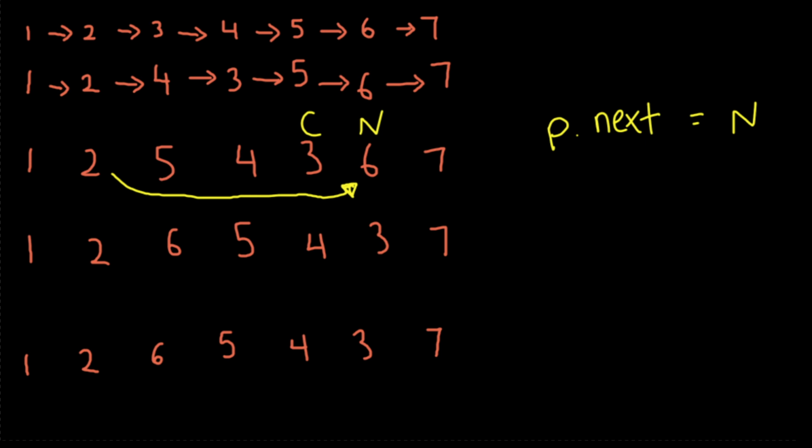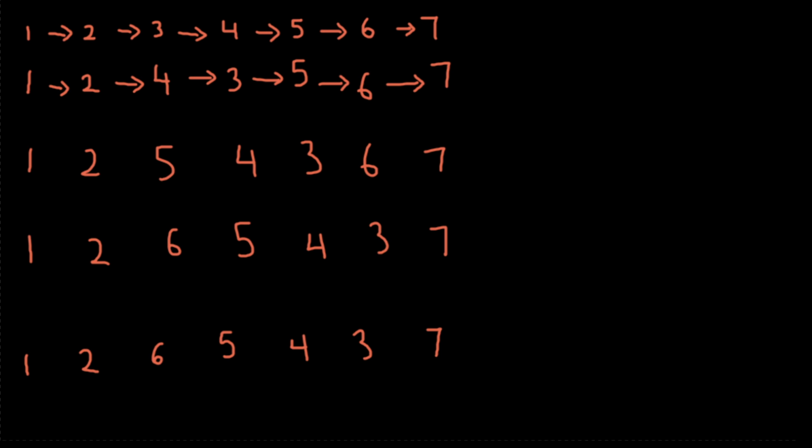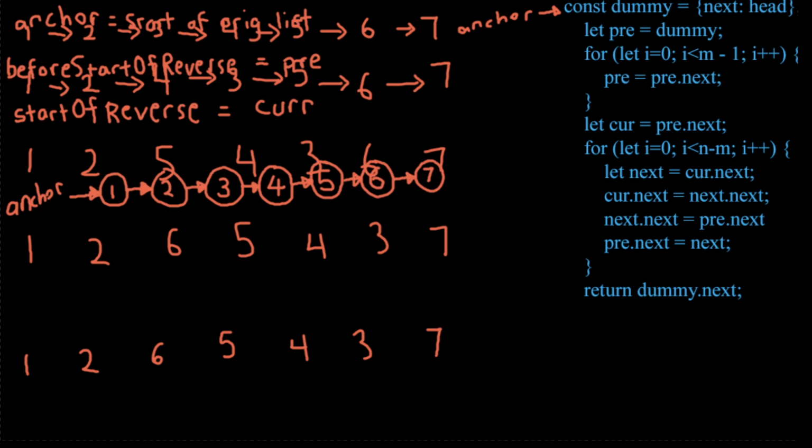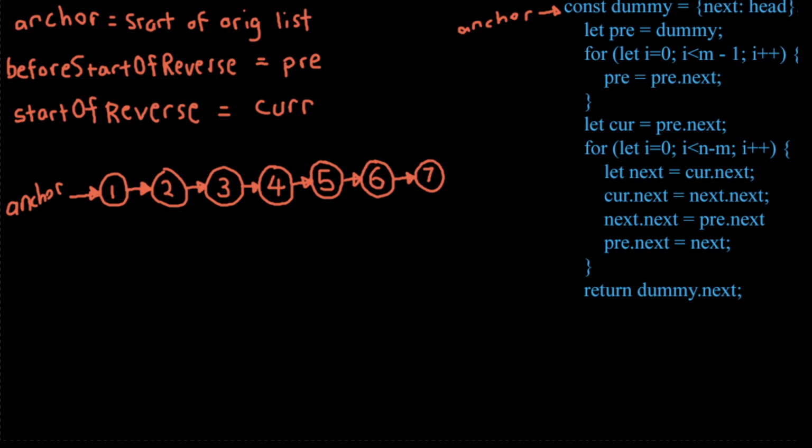I think if you take a quick look at the code that goes with that, basically you have an anchor. So anchor in this case, I guess we could call it like the previous, right? Anchor is the start of the original list, and then you have before the start of the reverse, which was previous for us, and then start of the reverse, which would be C, right?